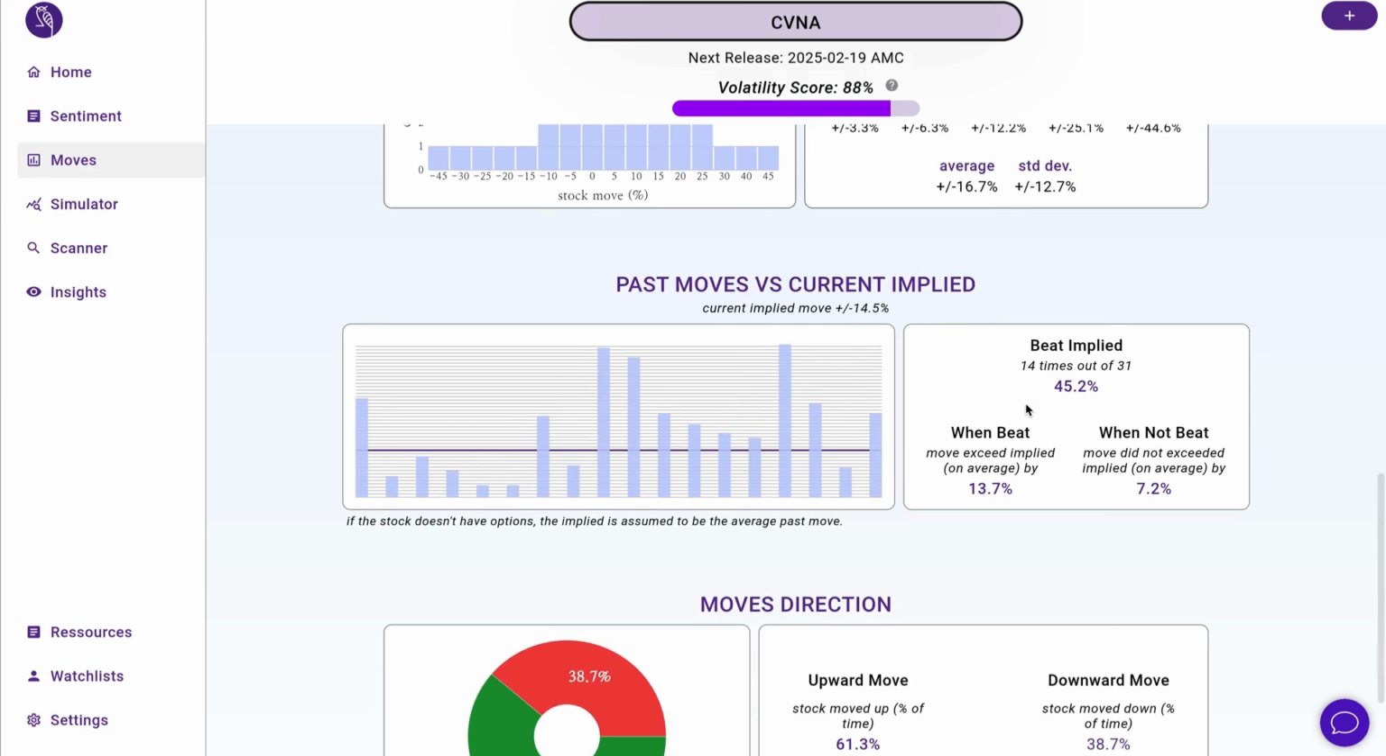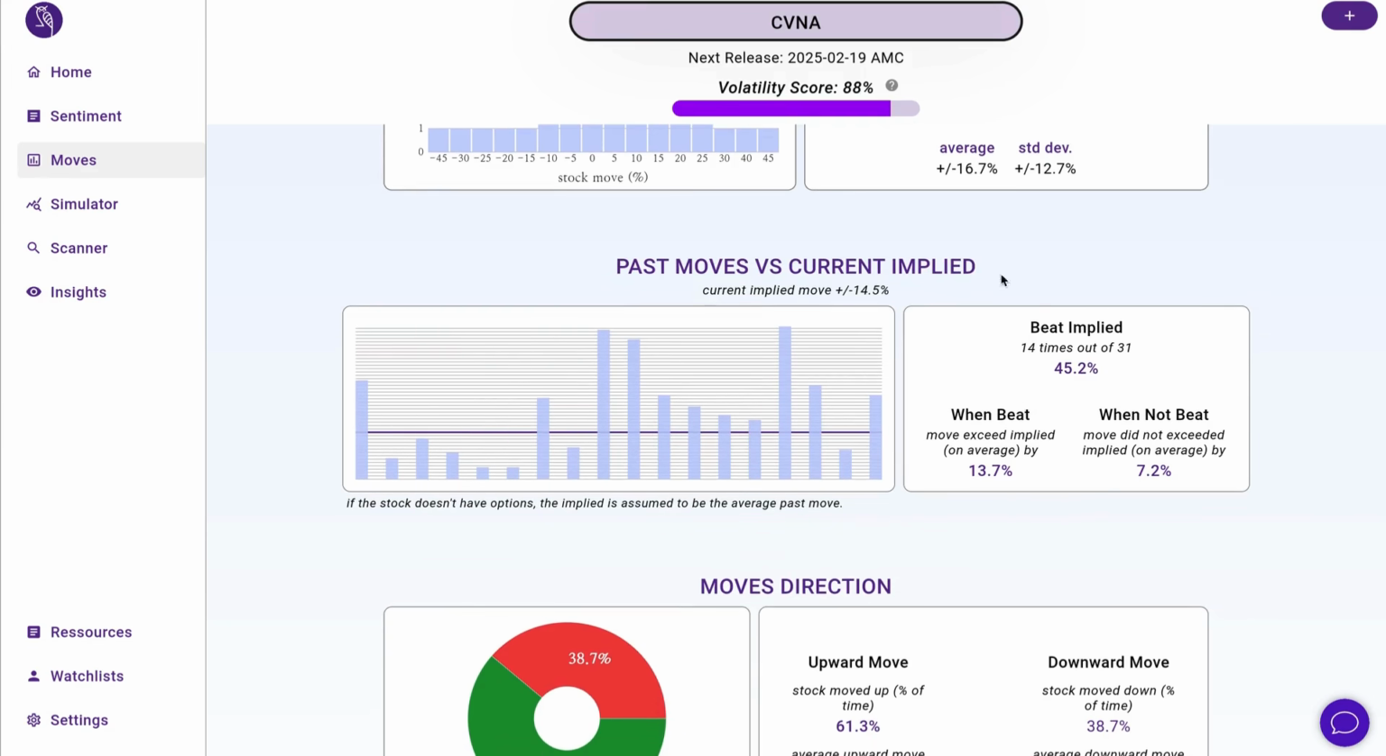And especially another number that we like is the amplitudes of when it beats the implied or not. So it's good for us to know that here, as you see, when it does beat the implied move, historically, it beats it on average by an amplitude of 13.7%. On the other hand, when it doesn't beat that implied, it misses it, or does not exceed it, by just 7.2.